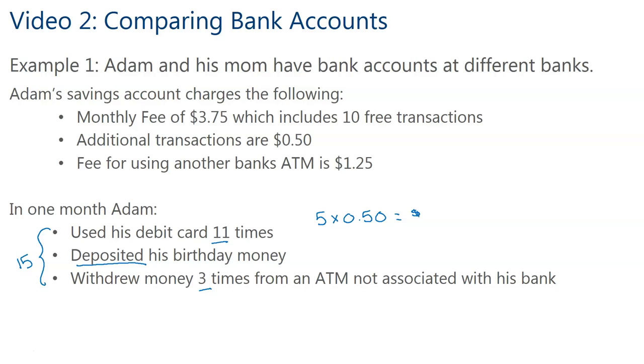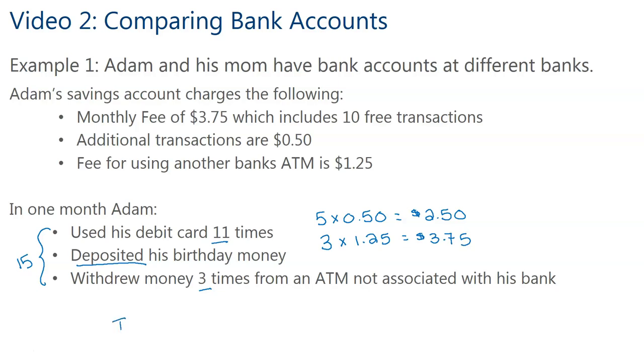When we multiply that together, $2.50. Now let's look at his ATM fees. He withdrew money 3 times from an ATM that wasn't associated with his bank, and each time he had to pay $1.25. So that is $3.75.